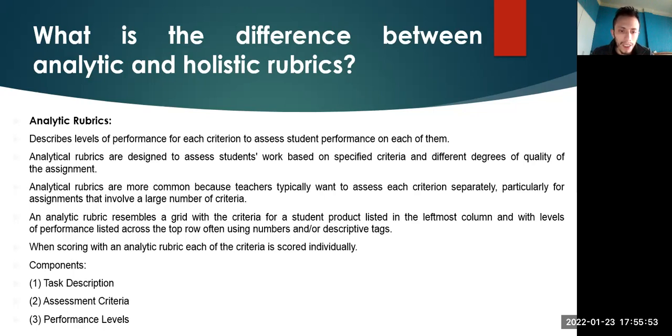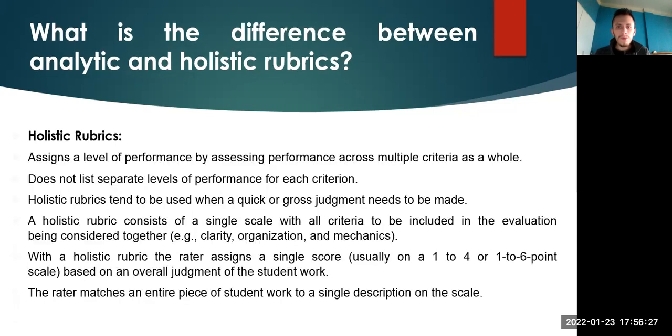large number of criteria. An analytic rubric resembles a grid with the criteria for a student product listed in the leftmost column and with levels of performance listed across the top row, often using numbers and/or descriptive tags. When scoring with an analytic rubric, each of the criteria is scored individually. Components: first, task description; second, assessment criteria; third, performance levels.